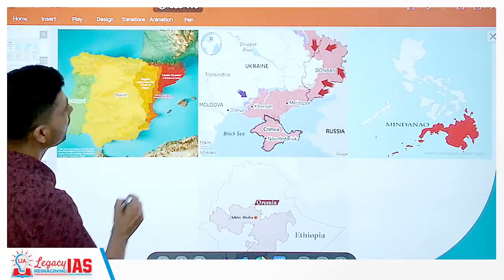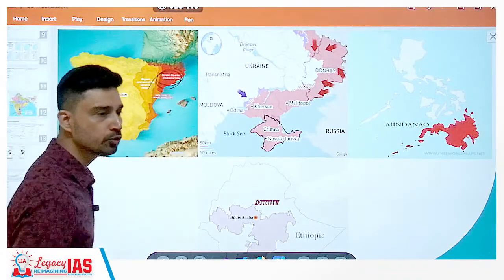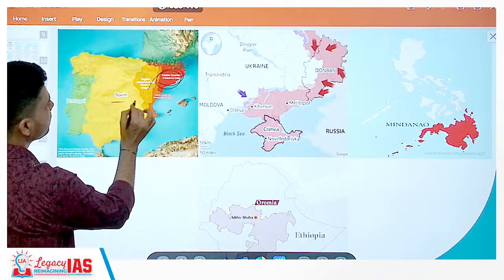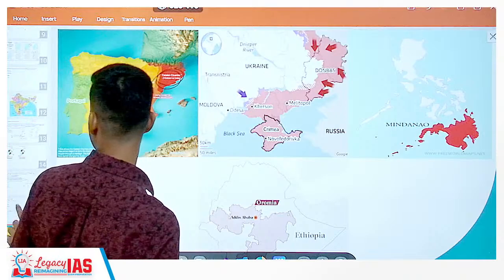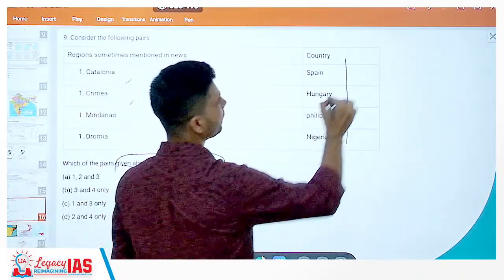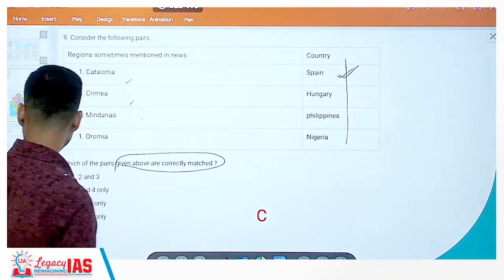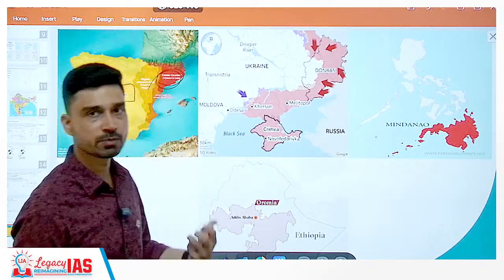So first of all, if you look at Catalonia, the red region that you see in the map here refers to Catalonia, and Catalonia, as we can see, is a part of Spain. So the option given here, Catalonia, Spain, is indeed correct. Now why was it in the news? The reason is simple. Catalonia is a region that wants to separate, or we can say secede, from Spain.